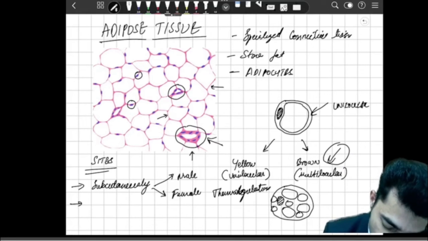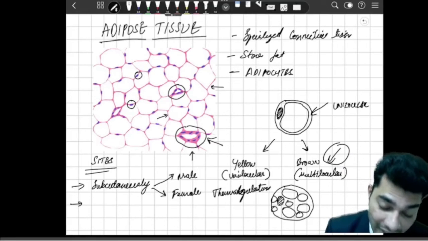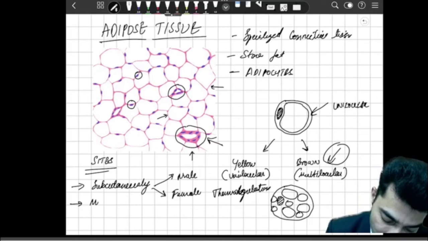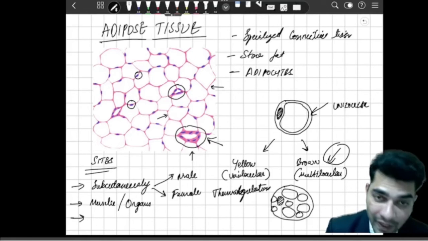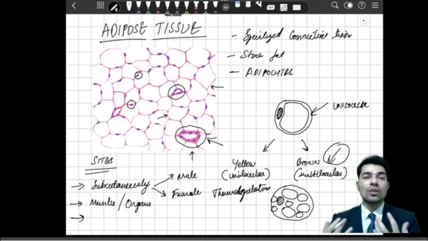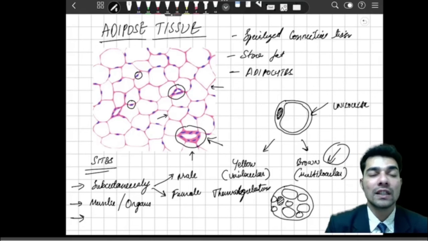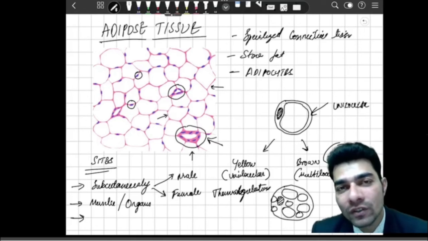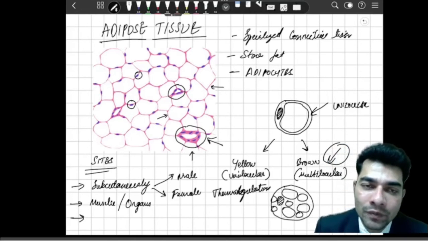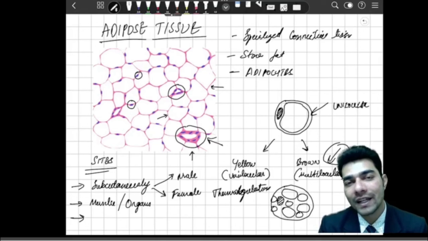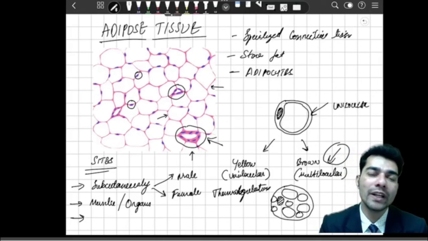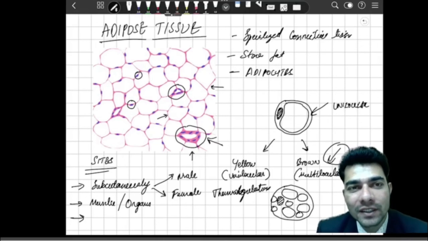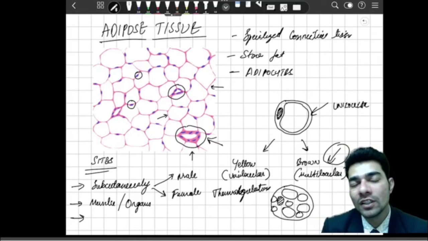Other than that, it is present between the muscle layers and between the organs. They also help as a shock absorber. They also cover organs, such as the perinephric pad of fat and paranephric pad of fat. Whenever excess fat is stored, it is deposited in these various layers of our body.